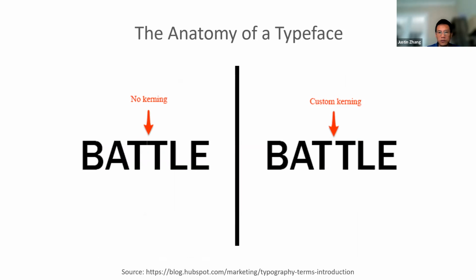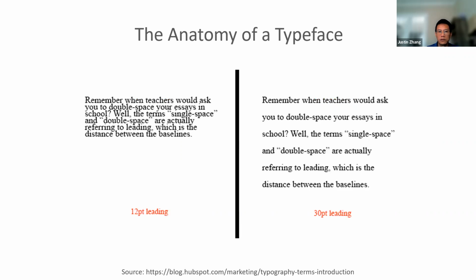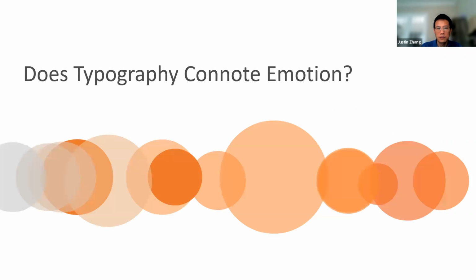So, the difference between kerning and no kerning and custom kerning. Kerning is the space between letters. The tracking is the space between all letters. So on the left-hand side, there's no tracking. On the right-hand side, we have the customized tracking. And leading actually means the line spacing. So here is just a different word to describe line spacing.